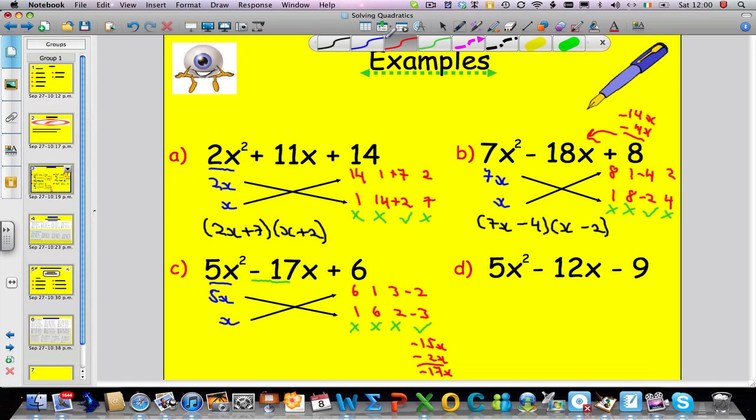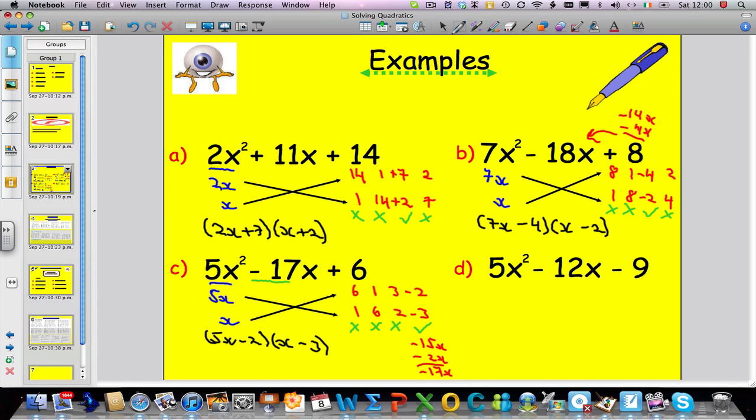Again, we read our factors horizontally. So we read across 5x minus 2 times x minus 3. And that's it, done.